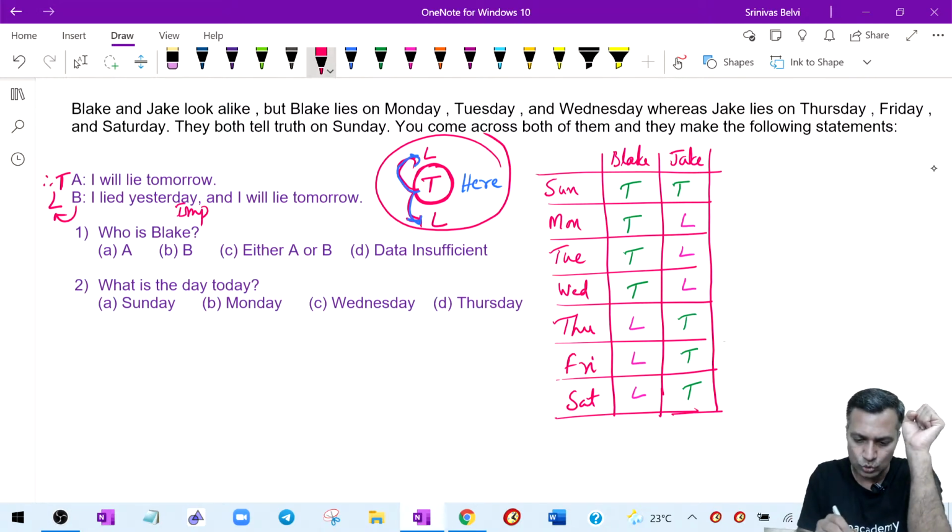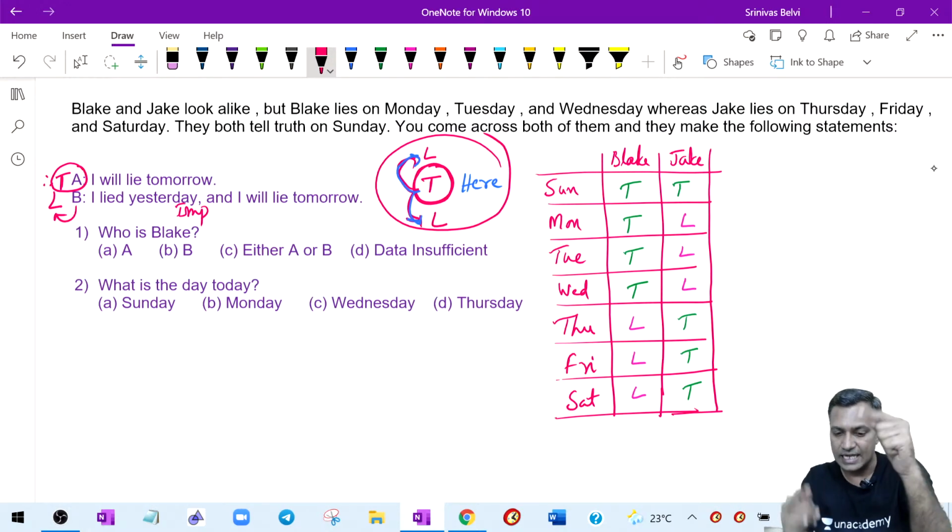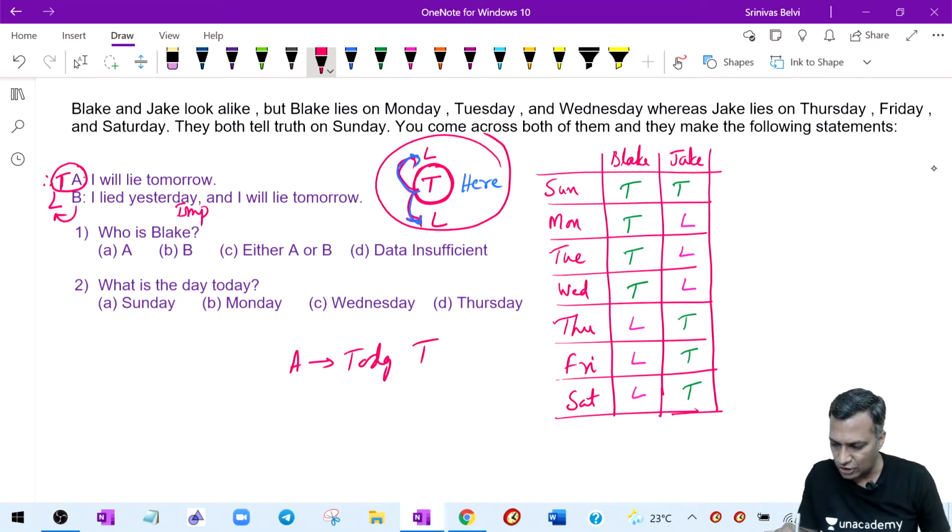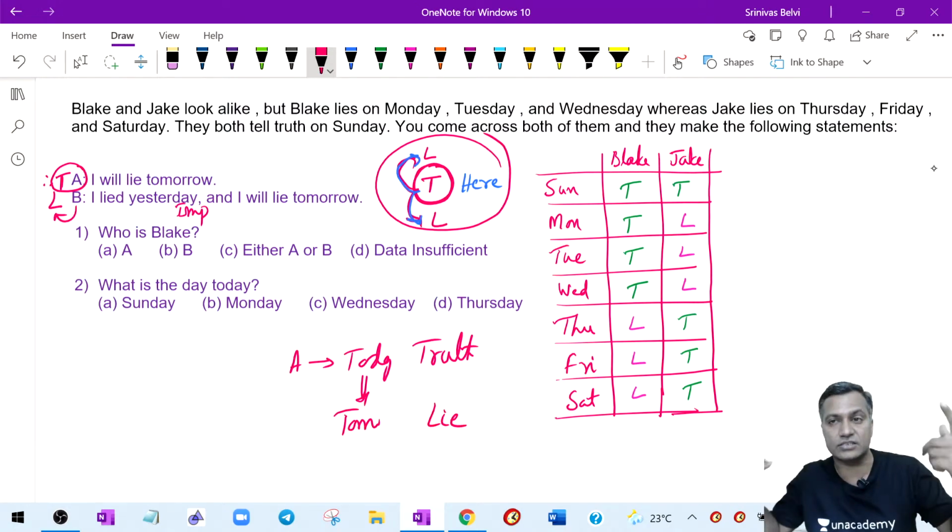So A is the truth teller. Now A is telling the truth, saying that tomorrow I am going to lie, which means today he is telling the truth. A is saying that today A is telling the truth, and there comes a day, tomorrow, when he is going to lie. He is warning us: today I am telling the truth, come tomorrow I will lie.